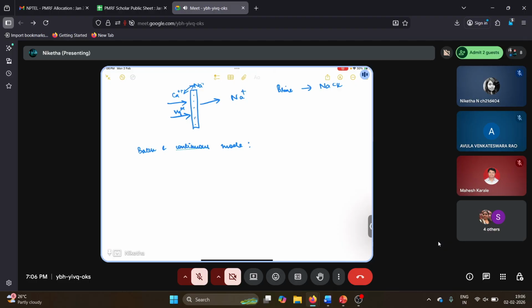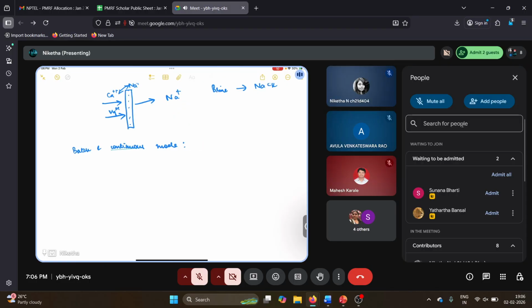Can someone give me the difference between the two, batch and continuous, what it means? Are there any chemical engineers here?